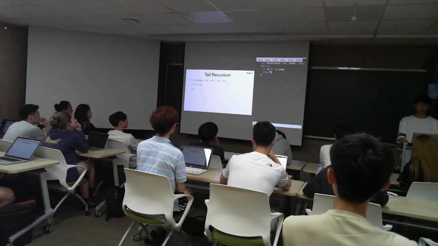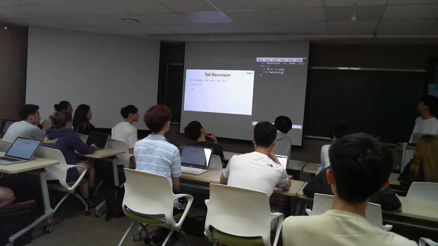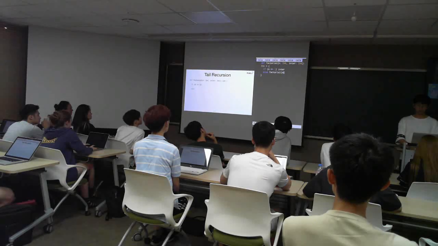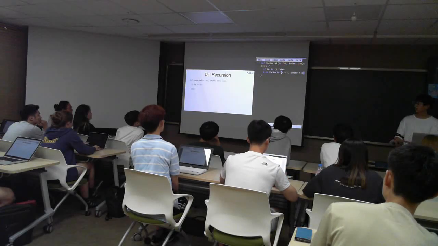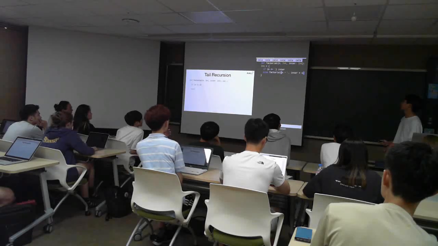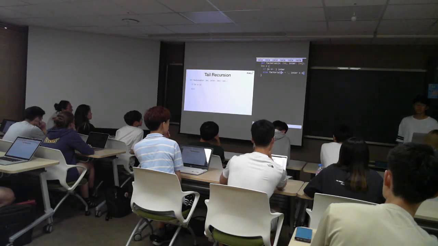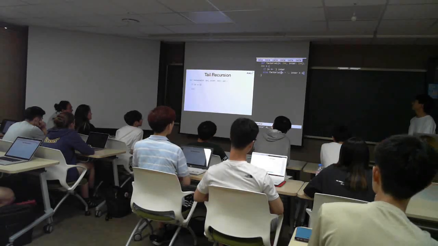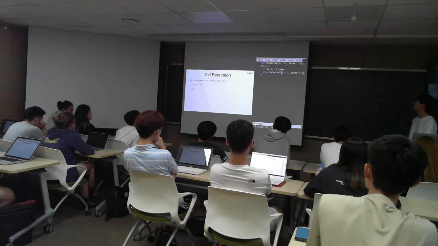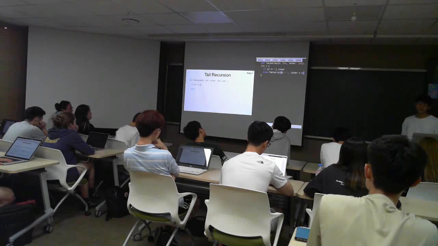Then what should we do here? To make it recursive, we should call factorial here. And what should be the argument? Here, we should pass the information that we should compute factorial of n minus 1, and we already computed inter times n. So these things are computed before this factorial is called, and because of this reason, this call is just simply calling itself. So this function is a tail recursive function.